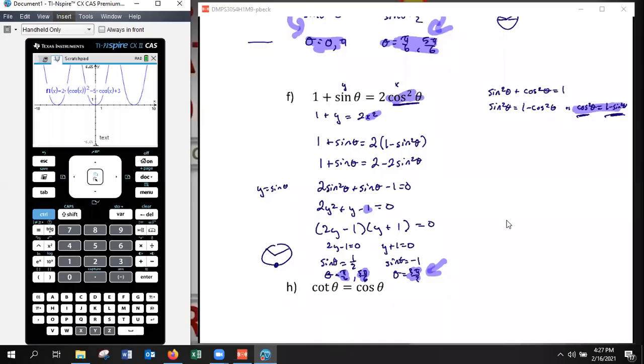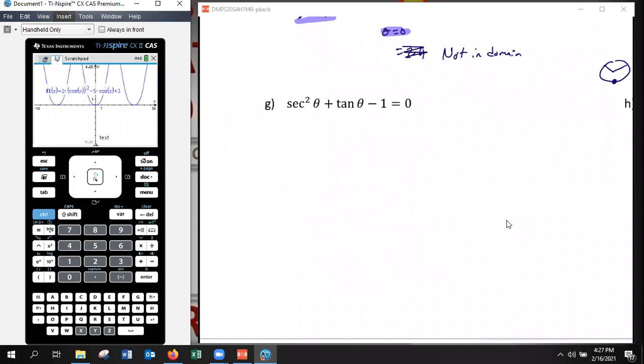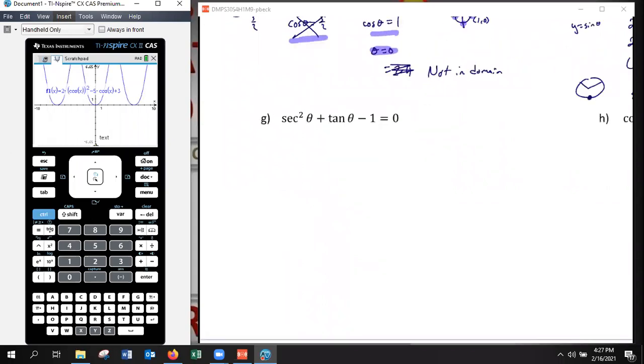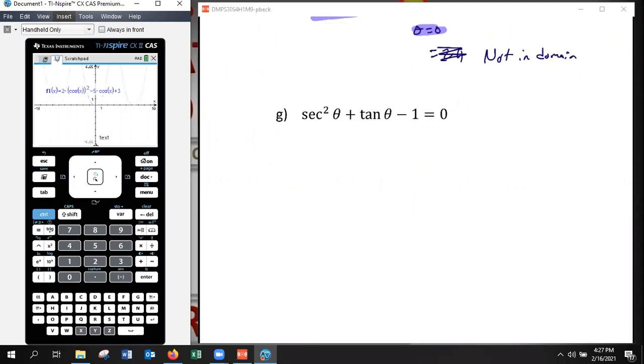All right, moving right along. We have our next one. So secant squared theta plus tangent theta minus 1 equals 0. So this time I don't have sines and cosines, I have secants and tangents.